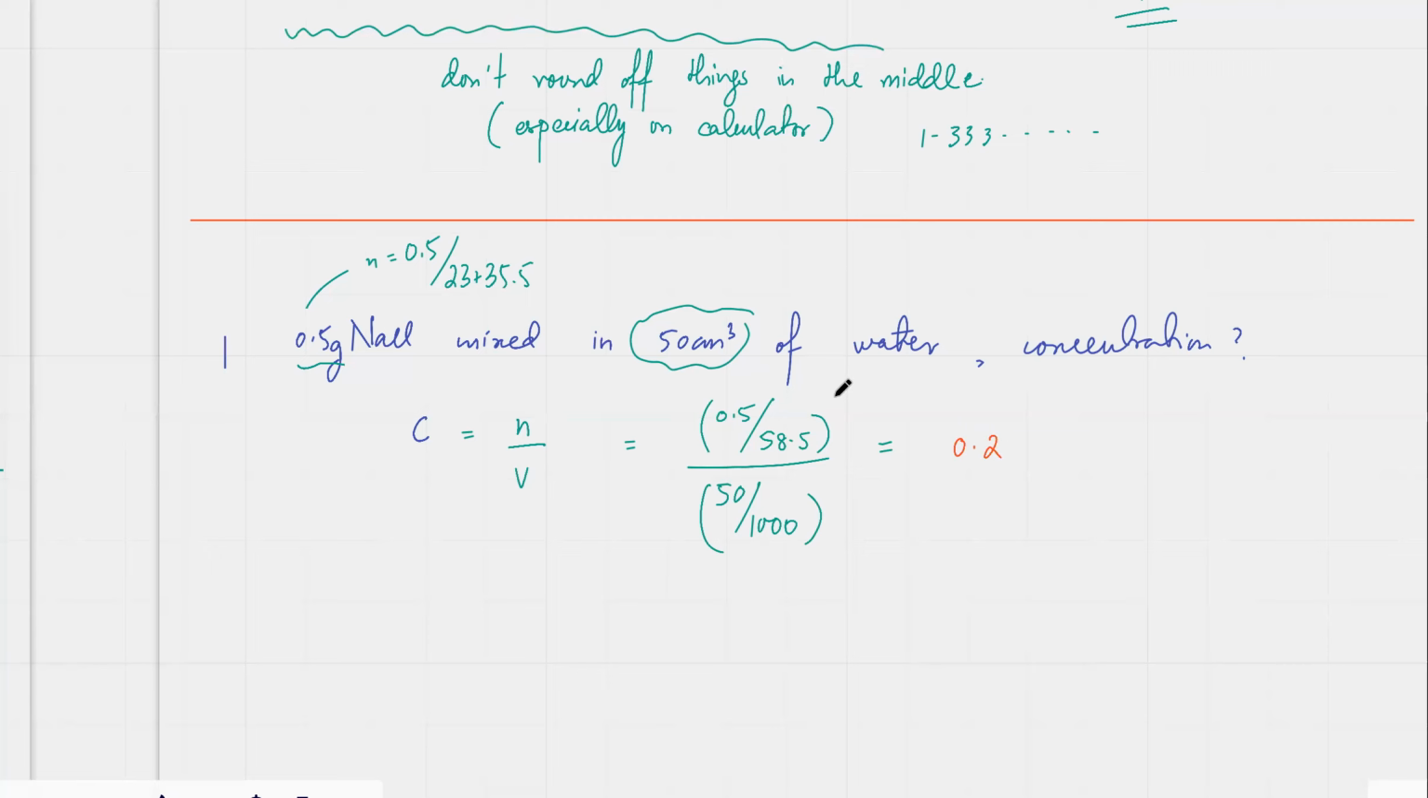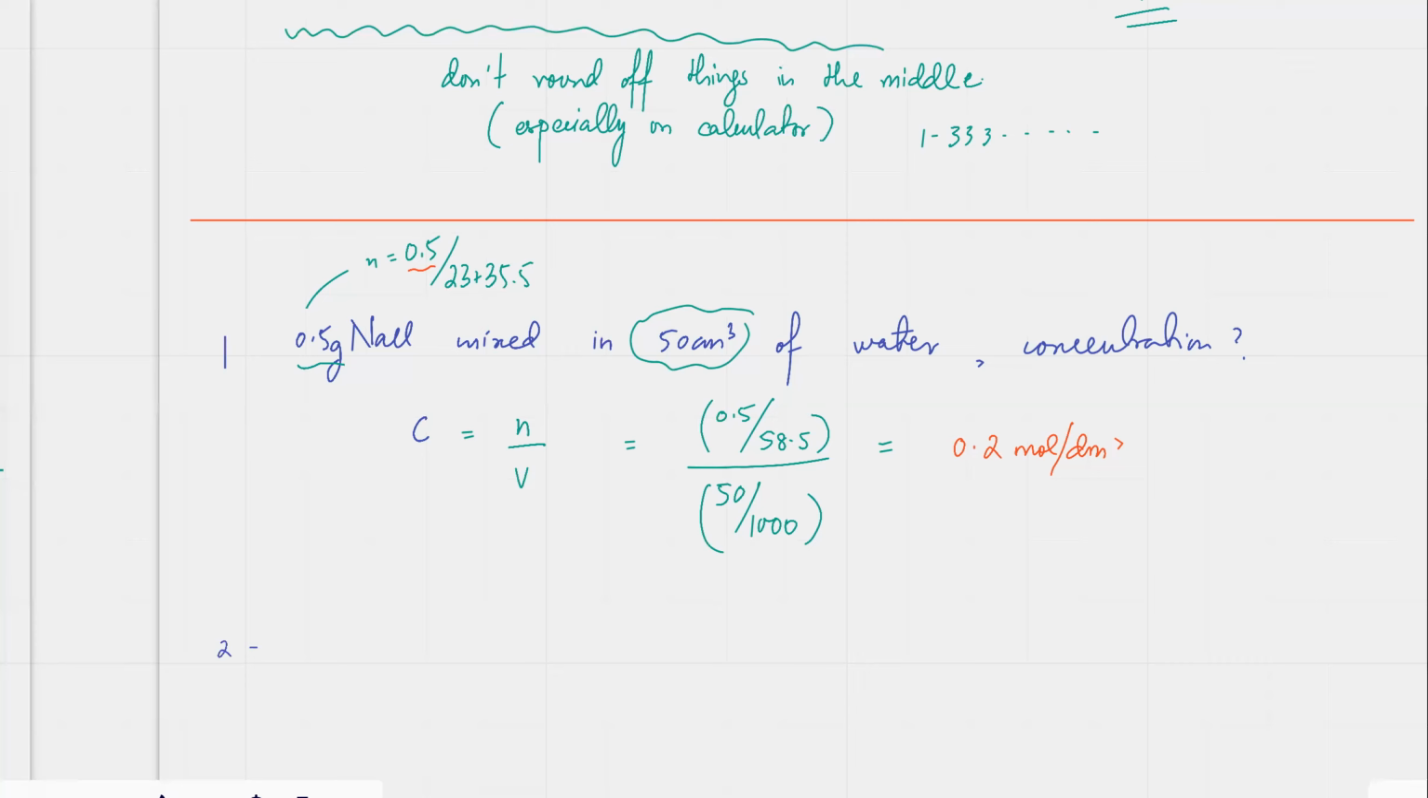And why did you round it off to one significant figure? Because the 0.5 is one significant figure. One of the values is just accurate up to one significant figure. So you don't know whether it's 0.51 or 0.50 or 0.53. So all the other significant figures are in doubt now. They're uncertain because of this one value. So you're going to round it off to just one significant figure. That's 0.2 mole per decimeter cube. So that's how you're going to calculate concentration.